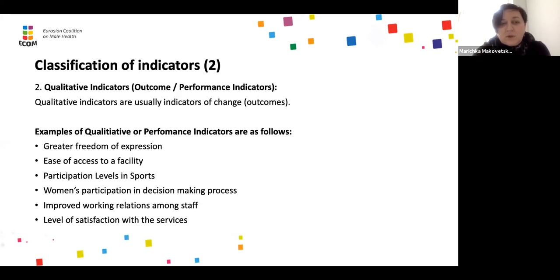Then if you talk about qualitative indicators, that's a bit upper level of outcomes or performance indicators. Qualitative indicators are usually indicators of change, indicators of outcome. For example, you may have indicators like greater freedom of expression in your country that you may measure by some surveys, or participation levels in sports, or women's participation in the decision-making process.